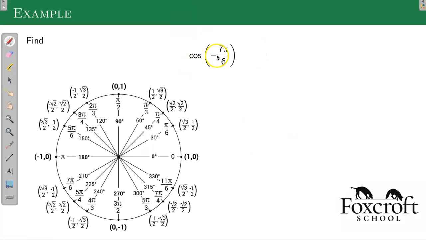All right, what about cosine of negative 7 pi over 6? We run into the same issue. There are no negative angles in here, so we can't find negative 7 pi over 6. So we use coterminal angles. In this case, we have a negative angle. We want to turn it into a positive angle. So instead of subtracting 2 pi, we're going to add a full circle, 2 pi.